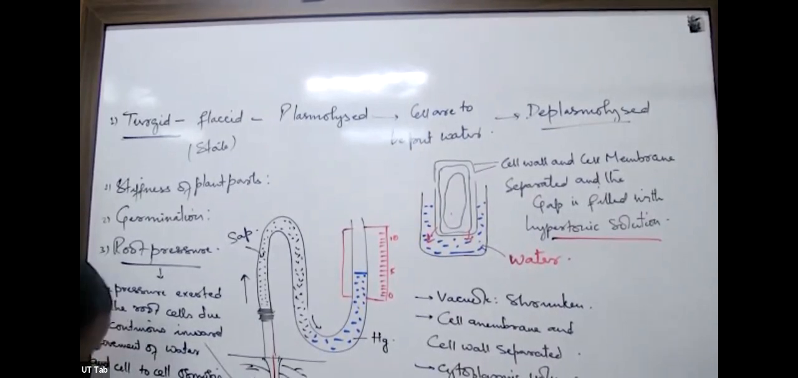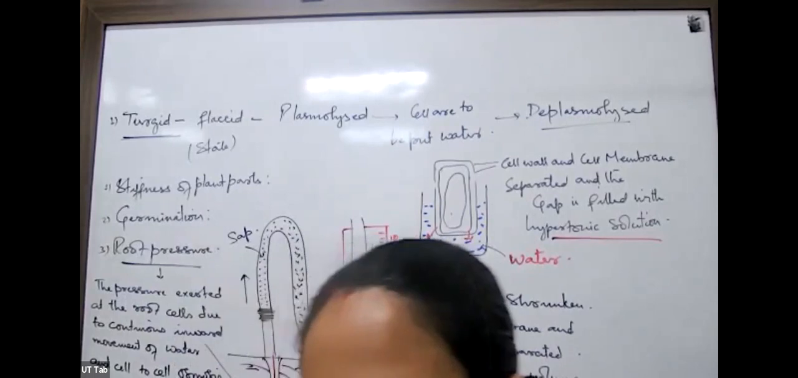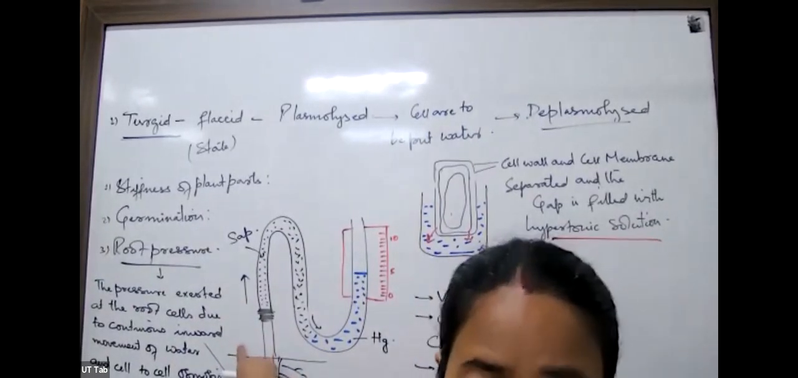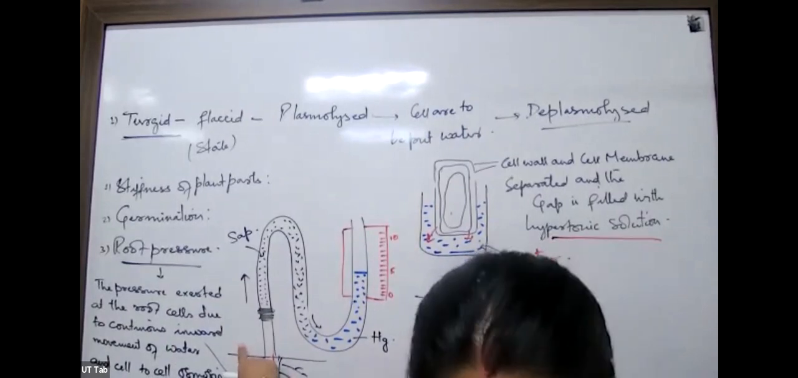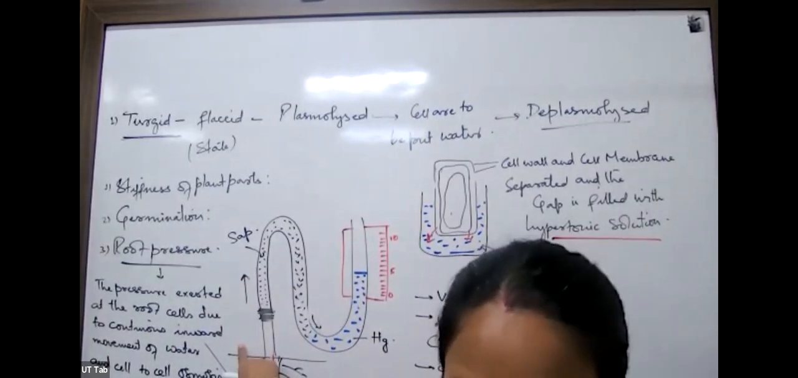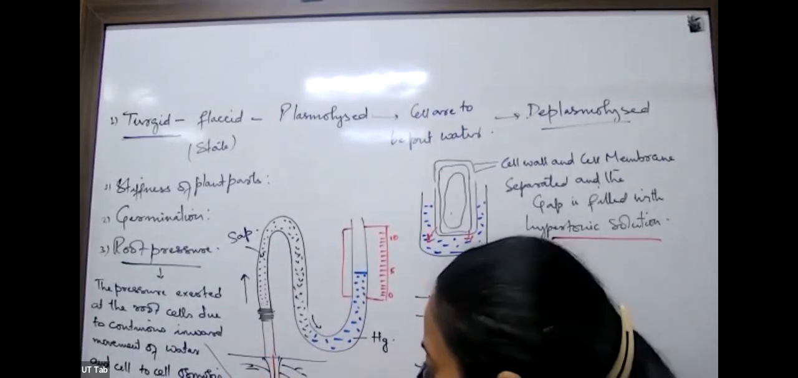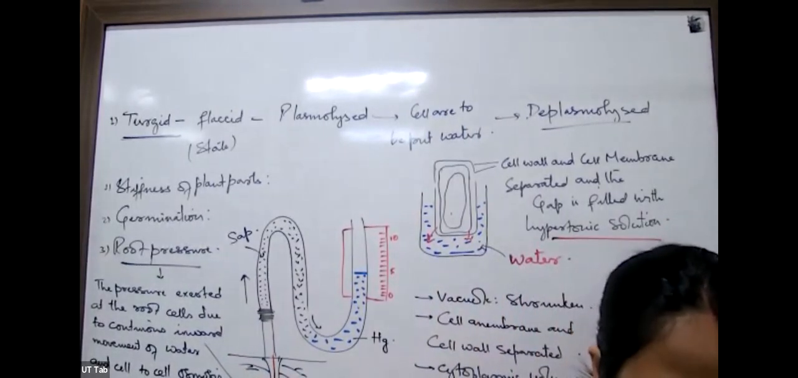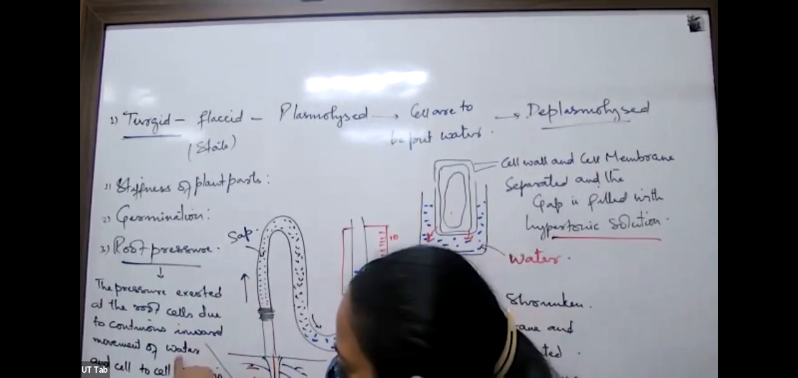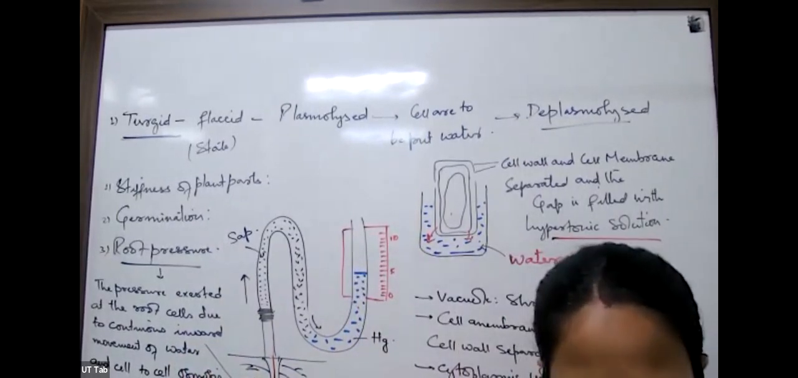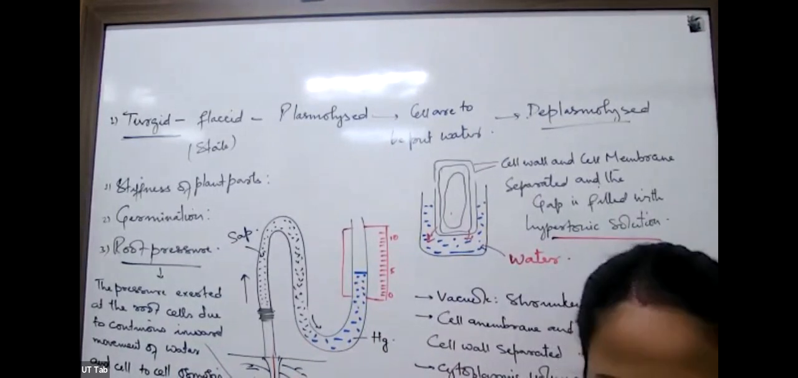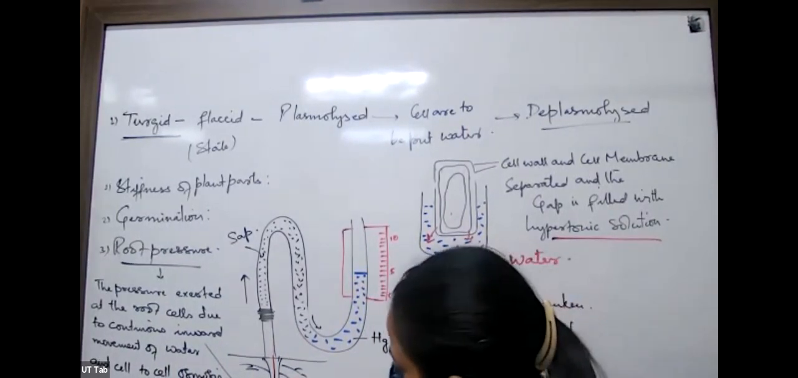Now we have to understand this. I try to understand the definition of root pressure. This you will have to write. Understand it and then remember it. What is root pressure? The pressure which is exerted at the root cells, which is allowing inward movement of water. You already know what process is going on in the root cells. Endosmosis is happening. So here two things are happening.